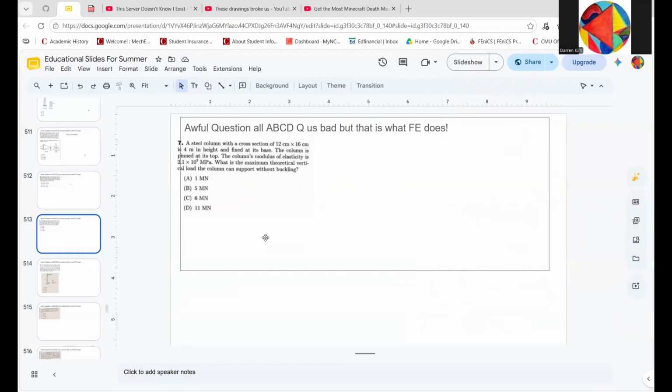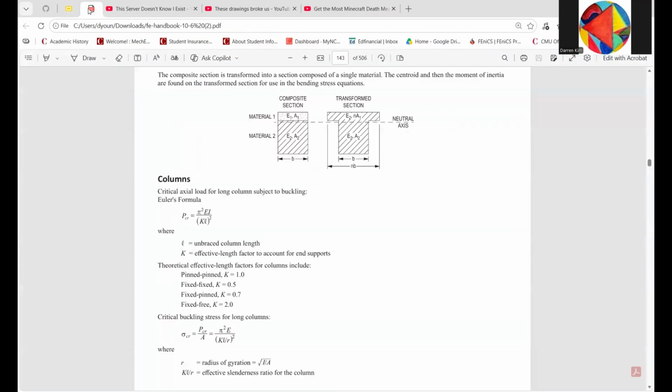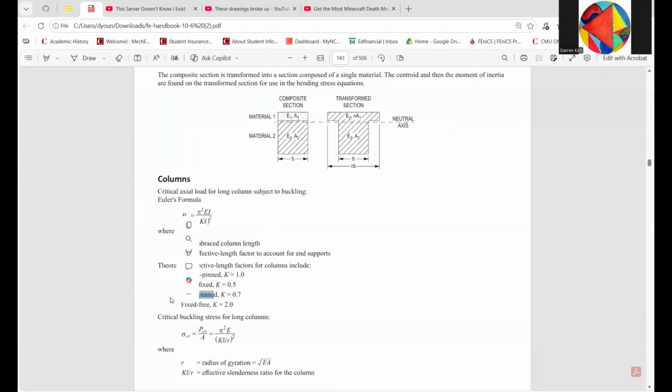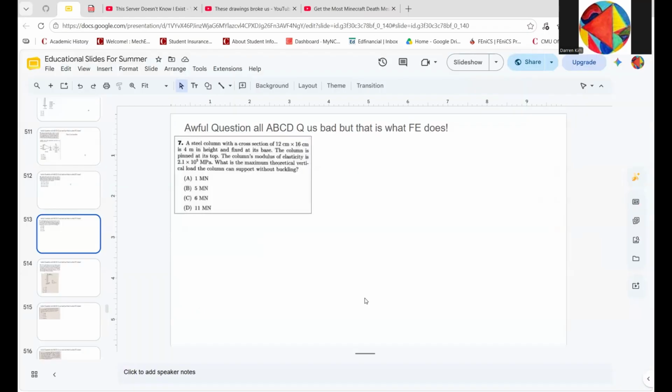So a steel column with a cross section of 12 by 16 is 4 meters in height and fixed at its base. Fixed is, I believe, 0.5. The column, yeah, it's 0.5, I believe. Oh, fixed only at the base. The column is pinned at the top. So K is equal to 0.7.